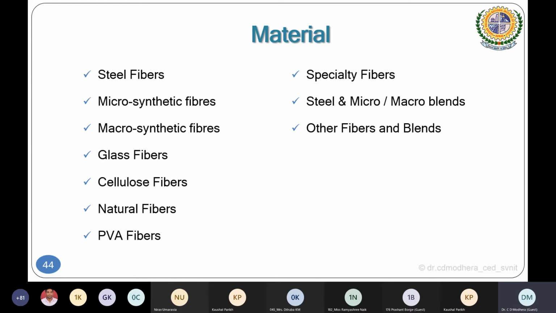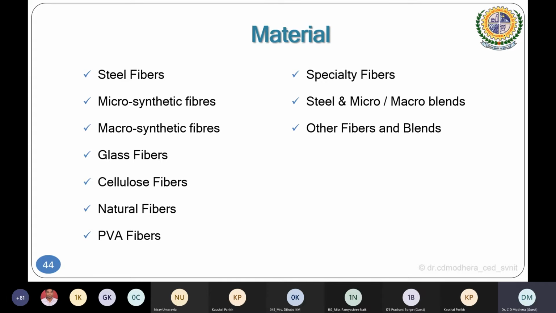I told that FRC material is written in a discrete manner, so one is steel fiber, then micro synthetic fiber, macro synthetic fiber. Micro and macro you should know. So of course the range is given here. Micro level means very small diameter, while macro may be in mm. Glass fiber, cellulose fiber, natural fiber, PVA, polyvinyl fiber, specialty fiber, steel, and micro and macro blends are also available, and other fibers and blends.